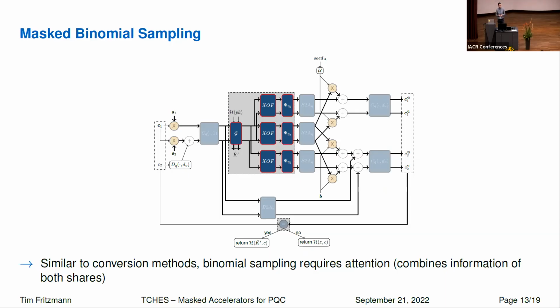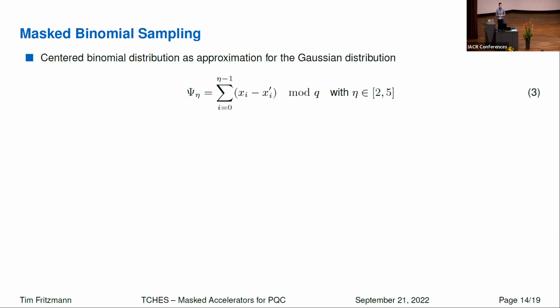Now the binomial sampling is also quite critical as it needs to combine multiple shares in order to compute the operations. The centered binomial distribution is an approximation of the Gaussian distribution and is frequently used in lattice-based cryptography. It can be computed according to equation 3, which basically accumulates the bitwise subtractions of two independent integers, x and x prime.